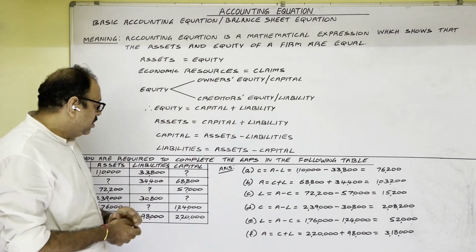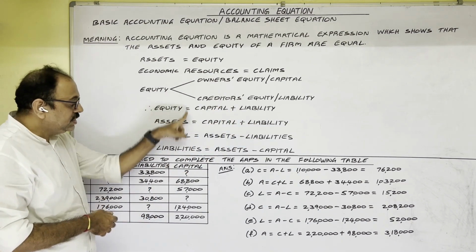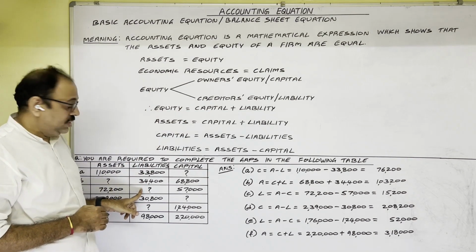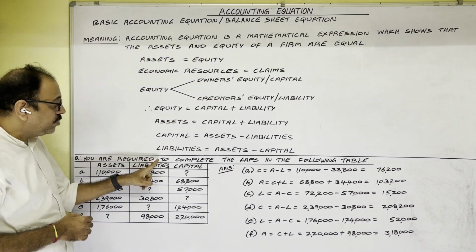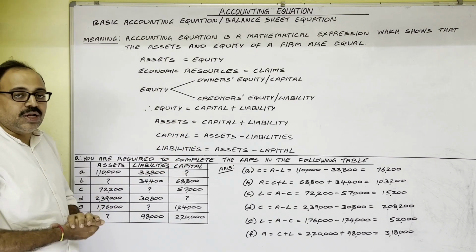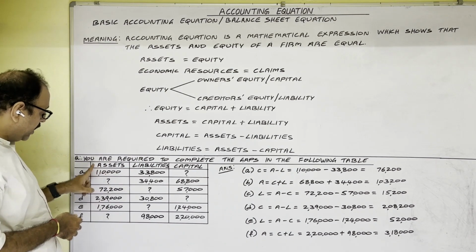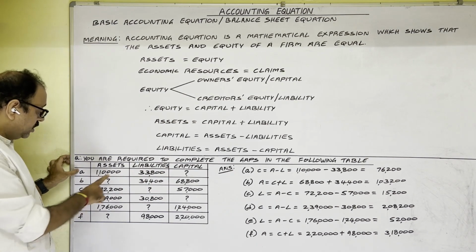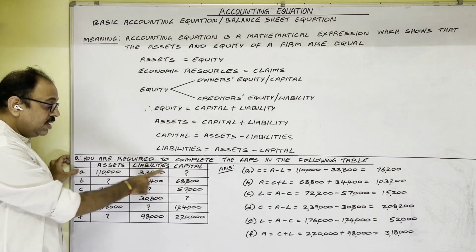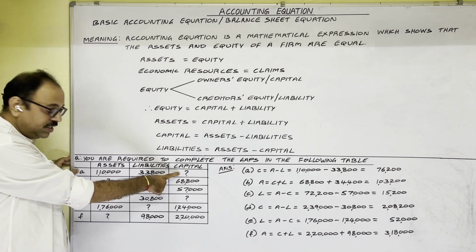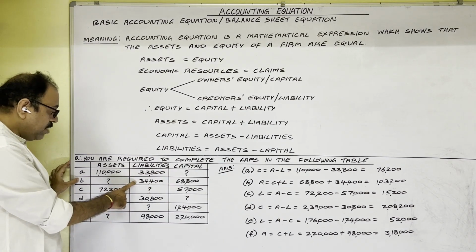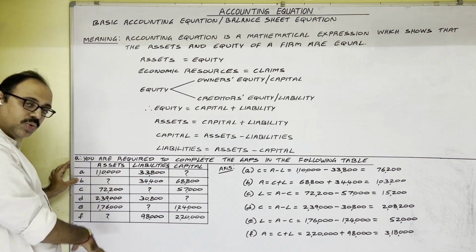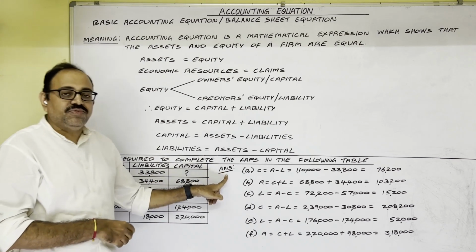Before that, let us see one problem regarding this equation. This problem I am taking from Kalyani Publications. The question is, you are required to complete the gaps in the following table. Assets, liabilities and capital are given. In A bit, assets and liabilities are given, capital is missing. We have to calculate this. In B bit, liabilities and capital are given but assets are missing, and so on. So let us see the solution for this.